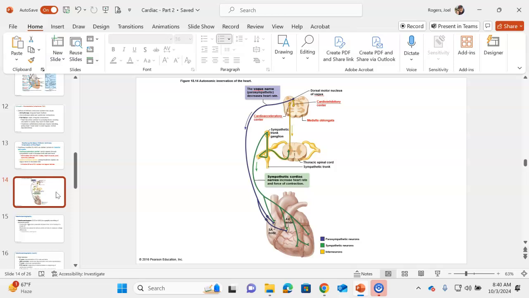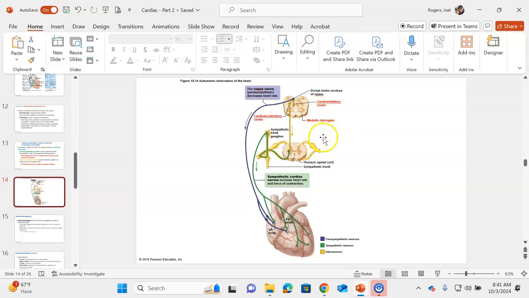Now I want to get to this. As we've been talking about, the stimulus for cardiac muscle contraction comes from the heart itself. It starts in the SA node. So that tells us that in order for the heart to beat, it doesn't need stimulation from the central nervous system like skeletal muscle does. However, our body does have cardiac control centers in the medulla oblongata that influence heart function. And that's what I wanted to show you here.